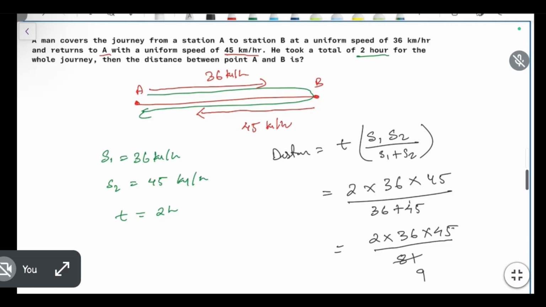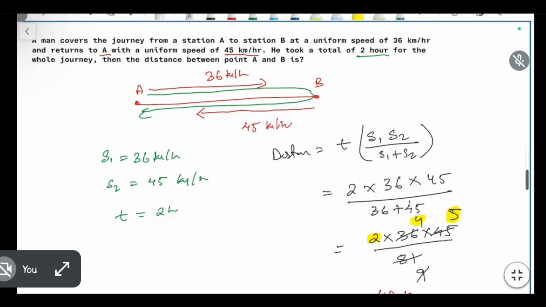9 9s are 81. 9 5s are 45. 9 4s are 36. And I'll just tell you a trick. Whenever you see 5, you multiply that number with an even number. Then your multiplication will be easier. So what I'll do is, 4 into 5, I'll just multiply this 2 first. 2 4s are 8, and 8 5s are 40 kilometer. That's the answer here.